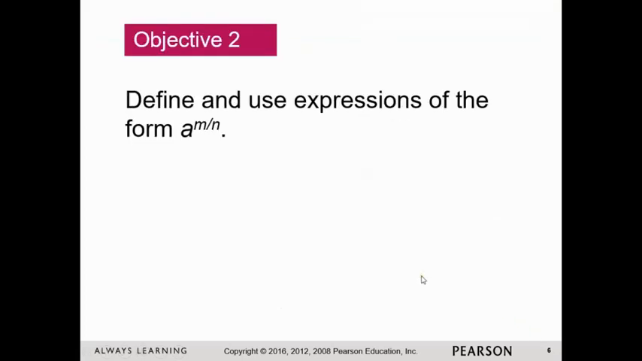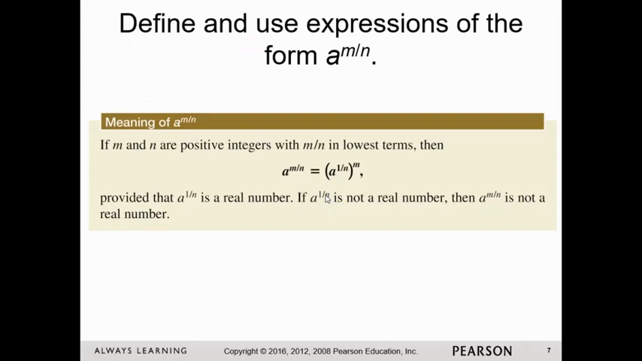So here we are, objective 2, define and use expressions of the form a to the m over n. All right, so if we have m and n as positive integers, and the fraction m/nth is in lowest terms, then we can say that a to the m over n is the same thing as parentheses a to the 1/nth parentheses to the power of m.